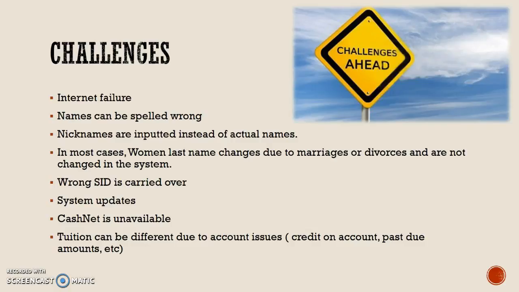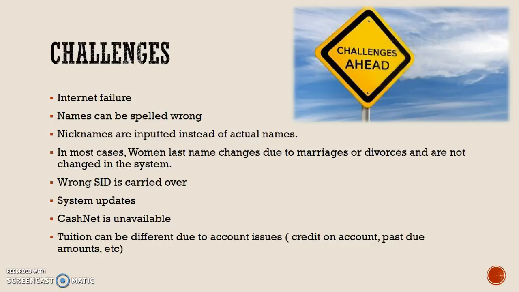The challenges that we face. Internet failure. If the internet goes down, both CashNet and PeopleSoft won't function. Names can be misspelled. This causes a duplication when we create student ID numbers if the names are not spelled correctly. And in most cases, nicknames are inputted instead of actual names. And also in most cases, women will have their last name changed due to marriages and or divorces and it is not changed in the system once they come to enroll.